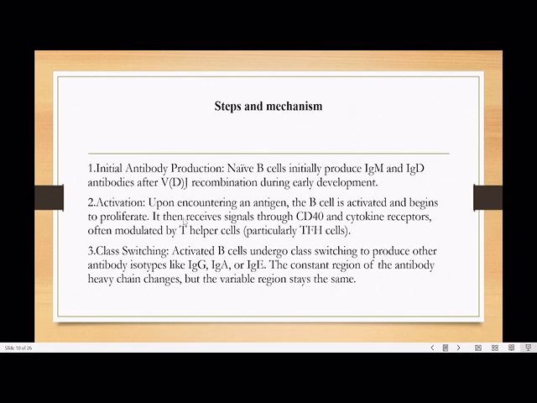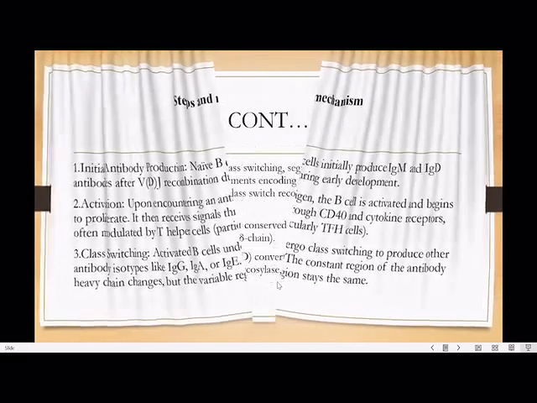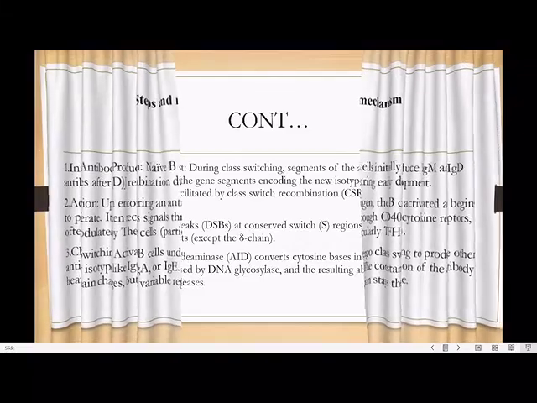It then receives signals through the CD40 and the cytokine receptors, often modulated by the T helper cells, particularly the T follicular helper cells. In this form, there is class switching. The activated B cells undergo class switching to produce other antibody isotypes like IgG, IgA, or IgE. The constant region of the antibody heavy chain changes, but the variable region stays the same, so the antigen specificity is preserved.